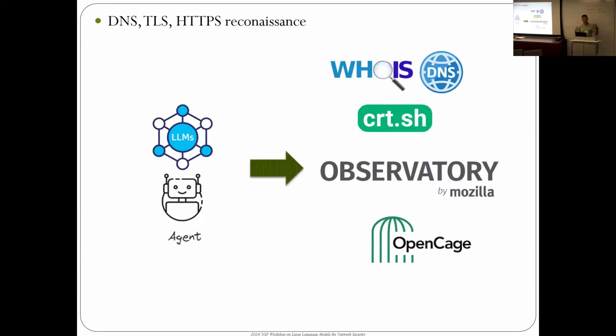I had students do basically DNS, TLS, and HTTPS reconnaissance, tying together these information sources. So the WHOIS DNS information, the certificate transparency log. Mozilla has their Observatory, which is basically doing an analysis of all the different security protocols on a particular site. And then OpenCage, which is a geographic IP lookup similar to ipinfo.